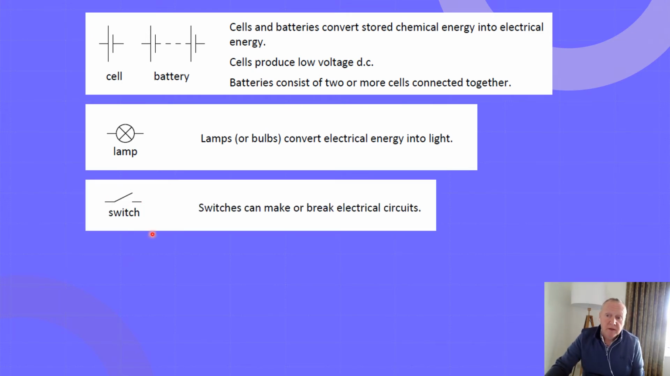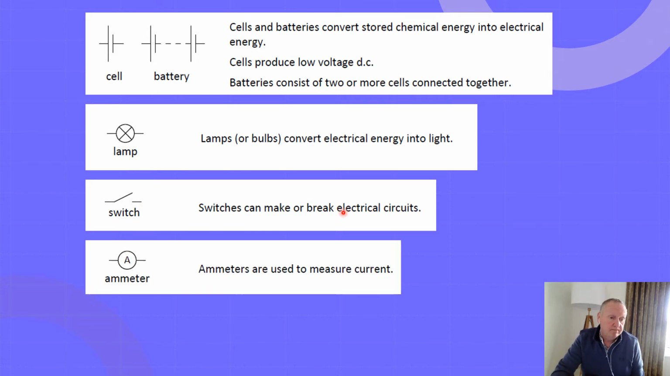Switch, obvious symbol. Basically, if you open the switch, that breaks the circuit, and if you close the switch, then it makes the circuit. So switches cut off the current by making or breaking the electrical circuit.